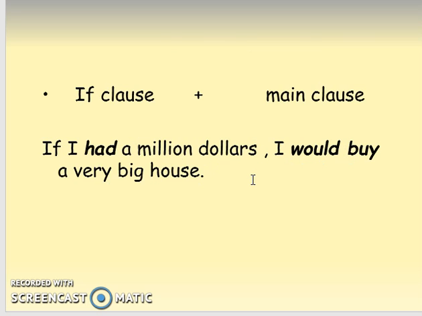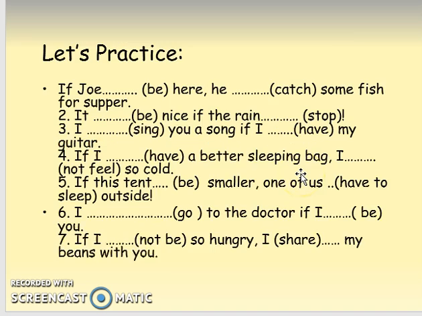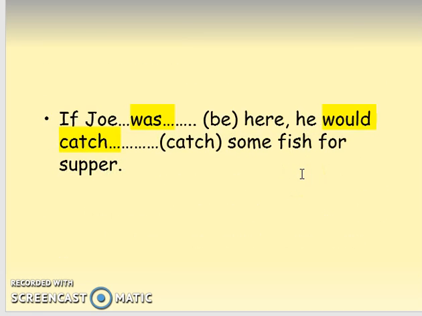The structure of the conditional type 2 is that we use the simple past in the if clause and would plus the verb in the main clause. For example, if I had $1 million, I would buy a very big house. Okay, so as you can see here in the if clause, if plus subject plus simple past. In the main clause, it's the subject plus would plus the verb. Let's do some practice. If Joe was here, he would catch some fish for supper.